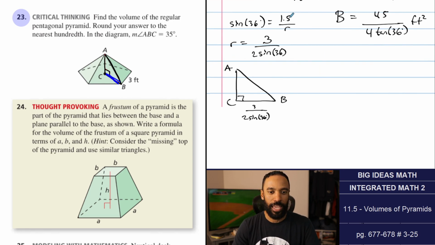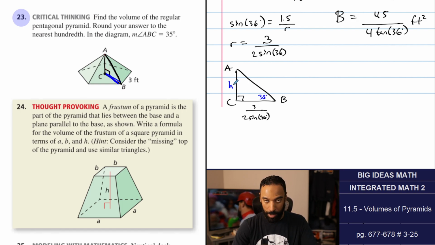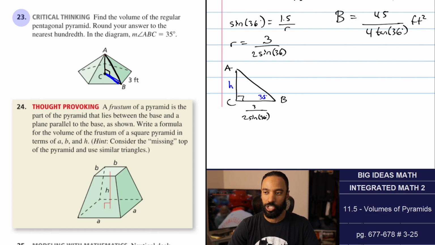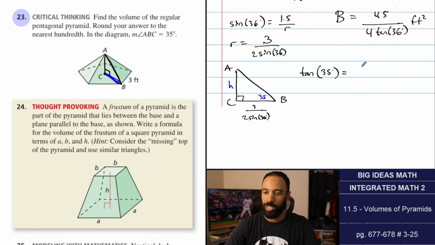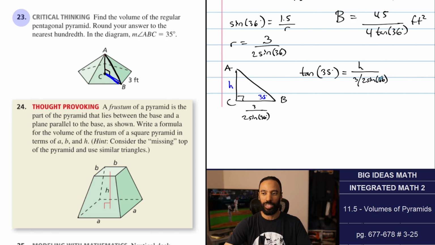They did say this angle B is 35 degrees. And we need to find out this height here. This is the pyramid's height. So we get to use tangent again. This is going to look very weird. Tangent of 35 equals h over 3 over 2 sine of 36. Now there's an easy way to write that if we multiply both sides by the reciprocal. Excuse me, this is the reciprocal.